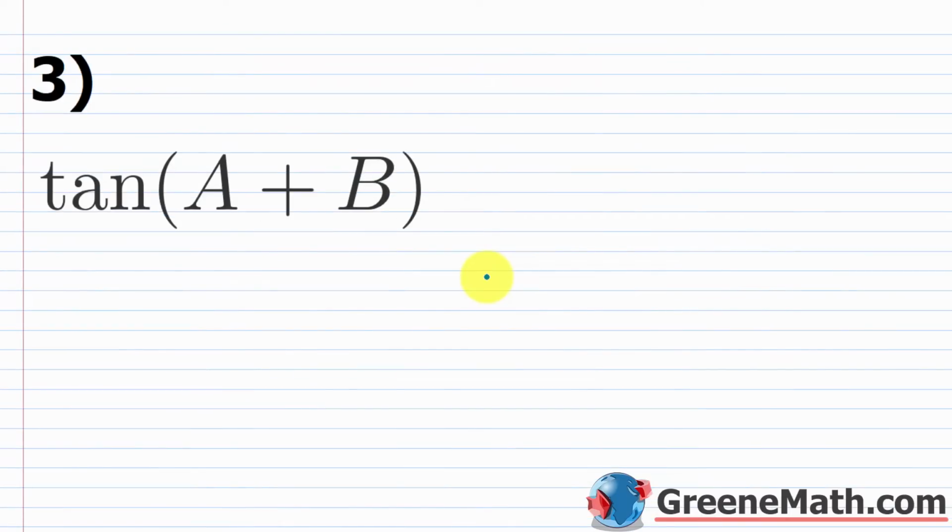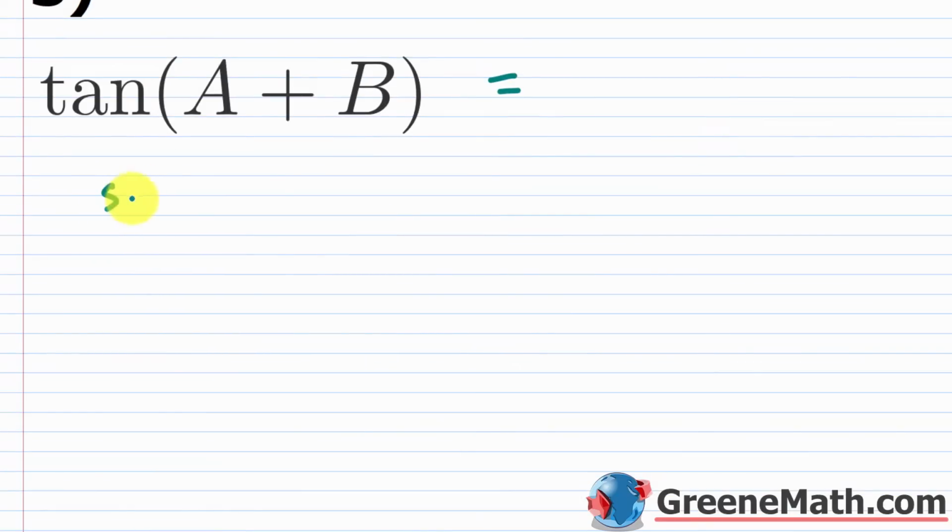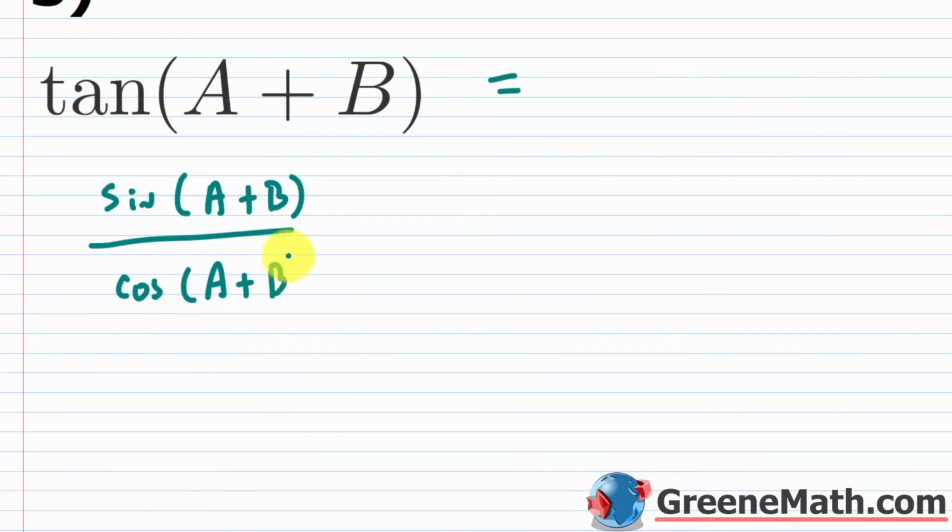All right, let's take a look at problem 3. So here we have the tangent of a plus b. So how do we derive our formula? Well, the first thing is I want you to recall that tangent is sine over cosine. So just put this in terms of sine and cosine first. So we'll say this is the sine of this angle A plus B over your cosine of this angle A plus B. So that's the first step.